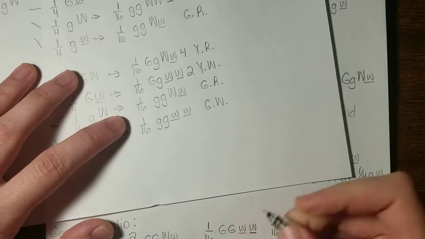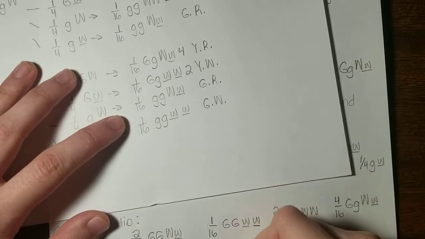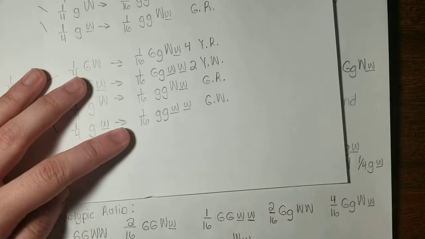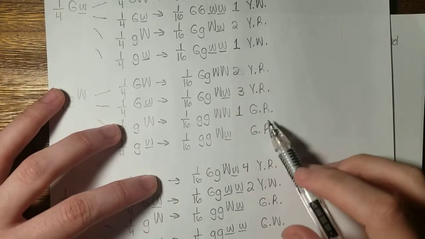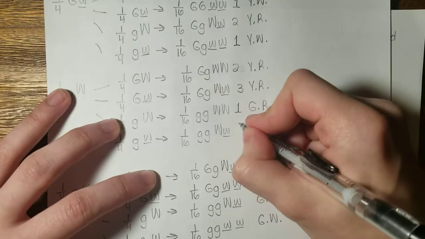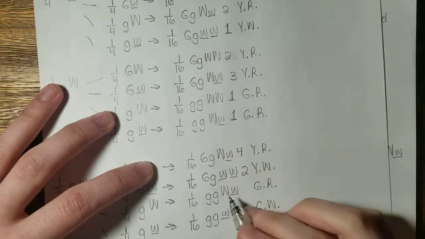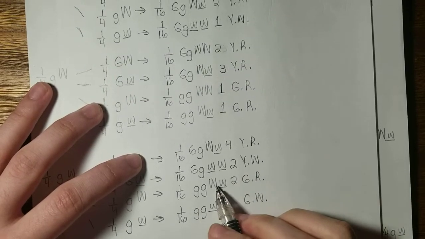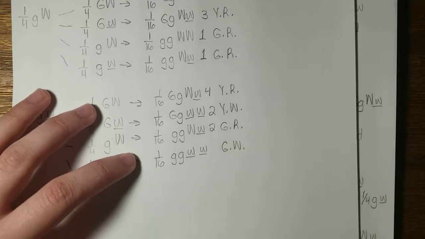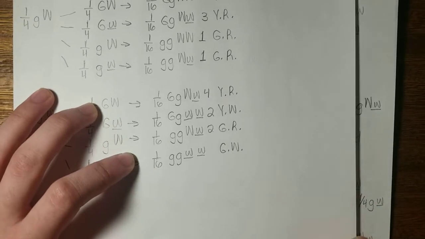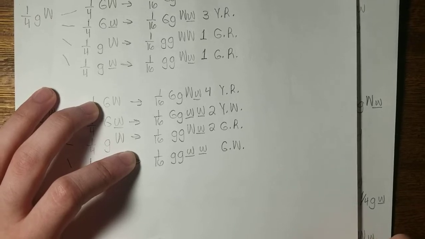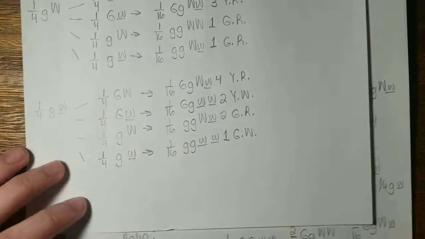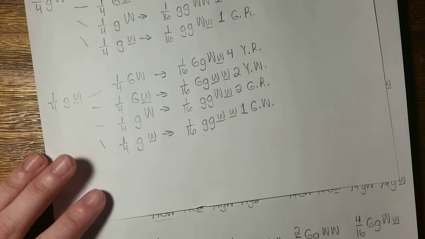So the next one, we have little g, big W, little w. Okay, so we have little g, big W, little w. Here goes 1. Here goes 2. So we have 2, little g, big W, little w, 2. And for the last one, we have little g, little w, little w. So we have 1 right here. So 1/16.